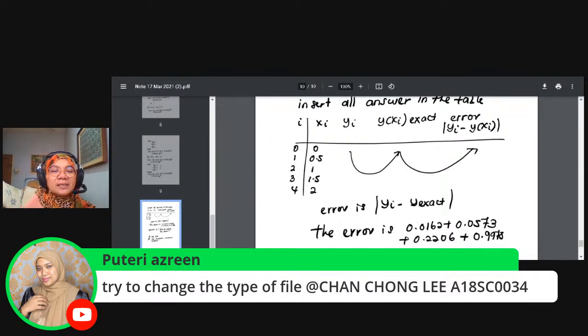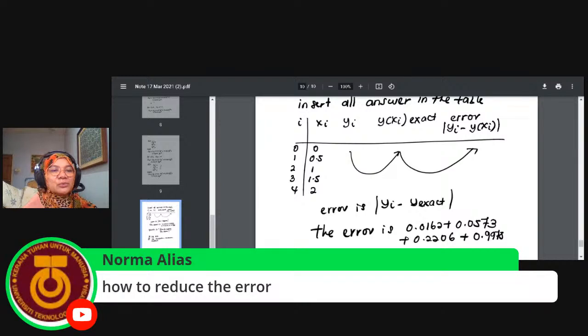Okay, this is my question here: how to reduce the error? What is an error? Absolute error. So this is a question that we are going to answer in Numerical 2. We're going to learn a few methods to enhance the accuracy. Numerical 2 is dealing with the accuracy of the Euler method, Runge-Kutta method, or Taylor method. All right. Okay.